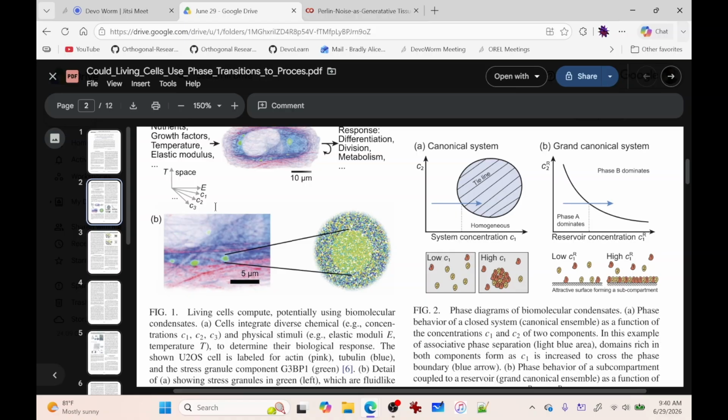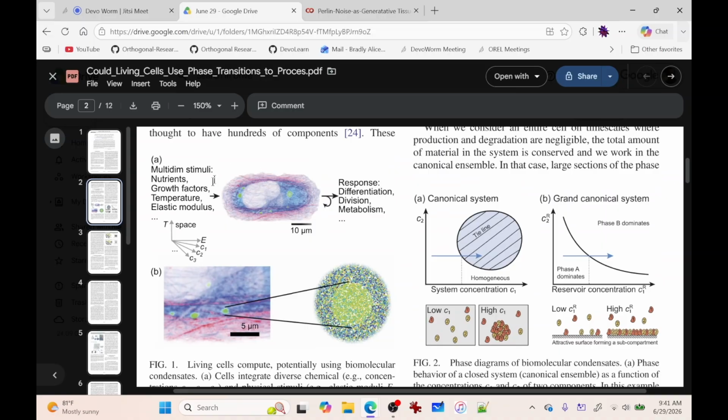And we've built neural networks on this principle, that we're dealing with things of different strengths, and connections between neurons are different strengths. That allows you to process information. So the idea is the cell here is taking in a bunch of different stimuli, multidimensional information, nutrients, growth factors, etc. And then it's providing a response, which is like differentiation, division, metabolism.